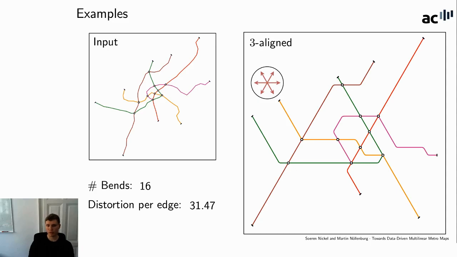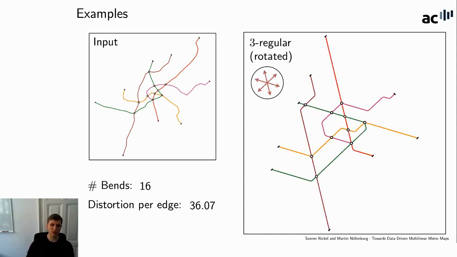Here you can see a 3-aligned version, and you can see we have 16 bends and we have a distortion per edge. And if I now switch to the next one, which will be the 3 regular system, which is slightly rotated, you will see that distortion per edge actually increases, even though we have rotated this orientation system in a way that every single edge has a good representative. This is the caveat that I already explained, in effect, that even though we have good representatives, edges are not guaranteed to be able to choose these good representatives.